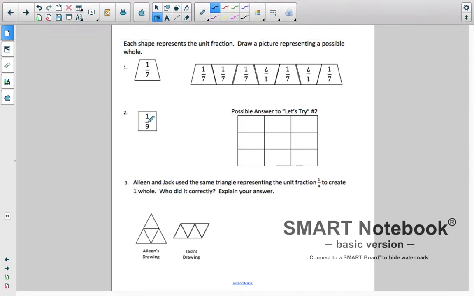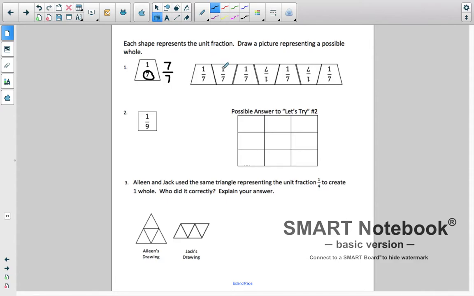Okay, let's look at this one. It says each shape represents a unit fraction. Draw a picture representing a possible whole. So here is the trapezoid that they use that equals 1/7. Just like in the examples that we did before, we're looking at the bottom number and we have to get to 7/7. That means that they have to have 7 pieces of this shape and we got to make sure they're not overlapping.